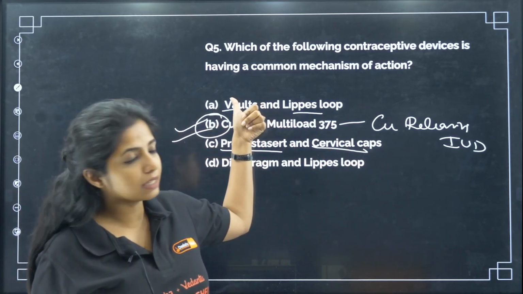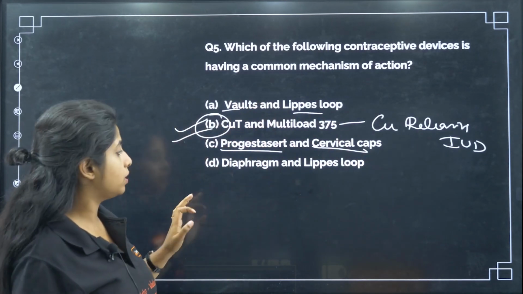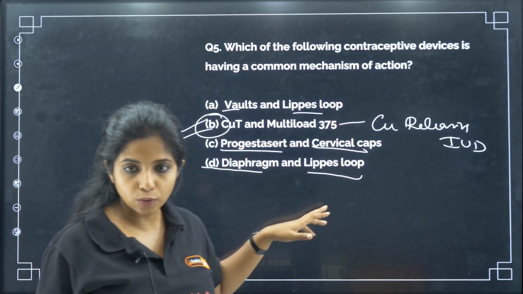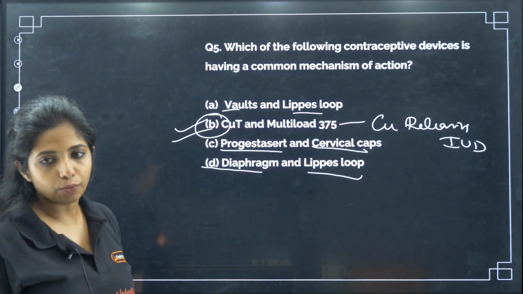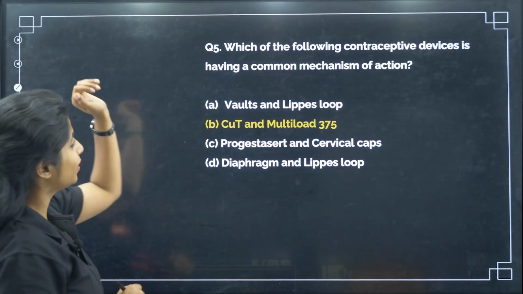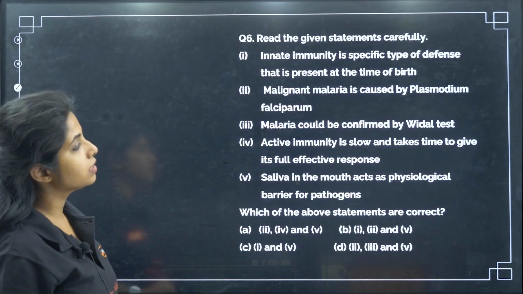Cervical cap is basically a barrier method, comes under barrier method. Diaphragm, barrier method. Like Lippes loop, I told you it's an IUD. It's a non-medicated IUD. So only this is the correct answer. Okay, next. Read the given statement carefully.